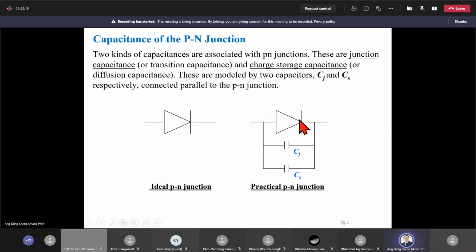So we usually model a real or practical PN junction by connecting the two capacitances across the PN junction like this. Now, in an ideal PN junction, we can neglect the two capacitances. Of course, this assumption is not strictly valid.